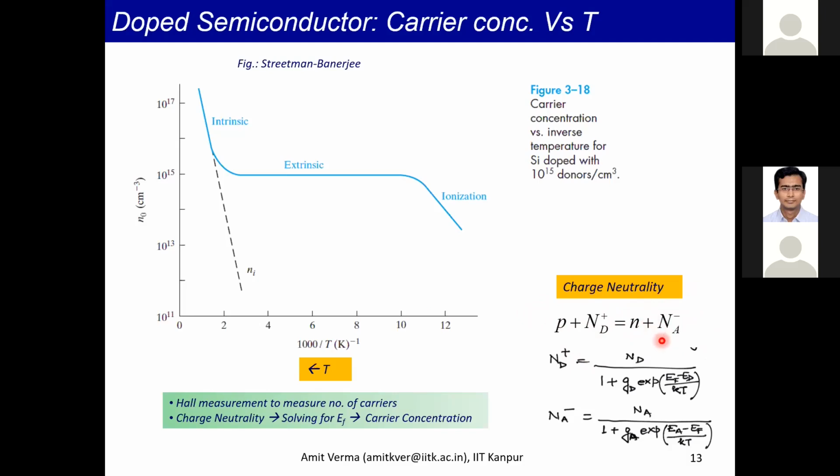charged acceptors. Now, P and N we already know as a function of Fermi level. Nd plus can also be expressed as a function of Fermi level as such. Nd plus is the number of ionized donors. Nd is the total number of donor atoms we have put in. And Gd is just a degeneracy factor, which is 2. This is the Fermi level and this is the donor energy level. So again, the only unknown in this is EF, similarly for Na-.